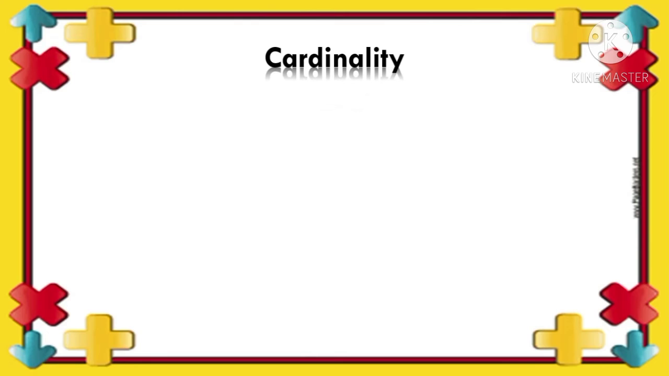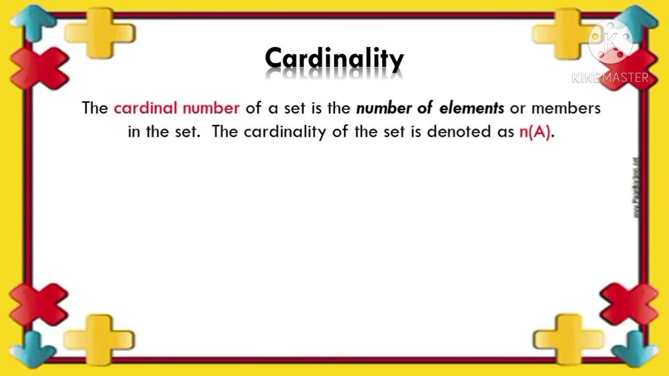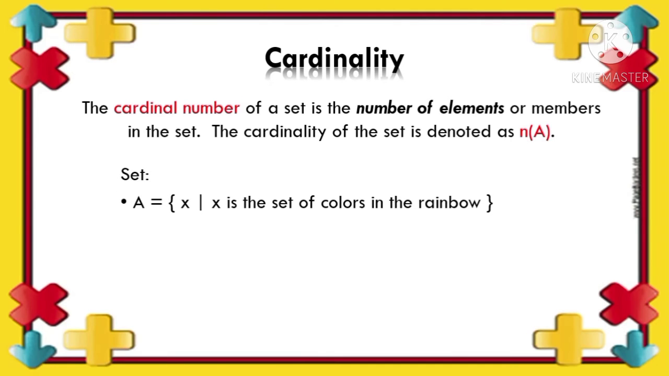Now let's talk about cardinality. The cardinal number of a set is the number of elements or members in the set. The cardinality of the set is denoted as n(A), but any letter will do. For example, set A = {x | x is a color in the rainbow}. Since we know that there are 7 colors in the rainbow, the cardinality of that set is n(A) = 7.